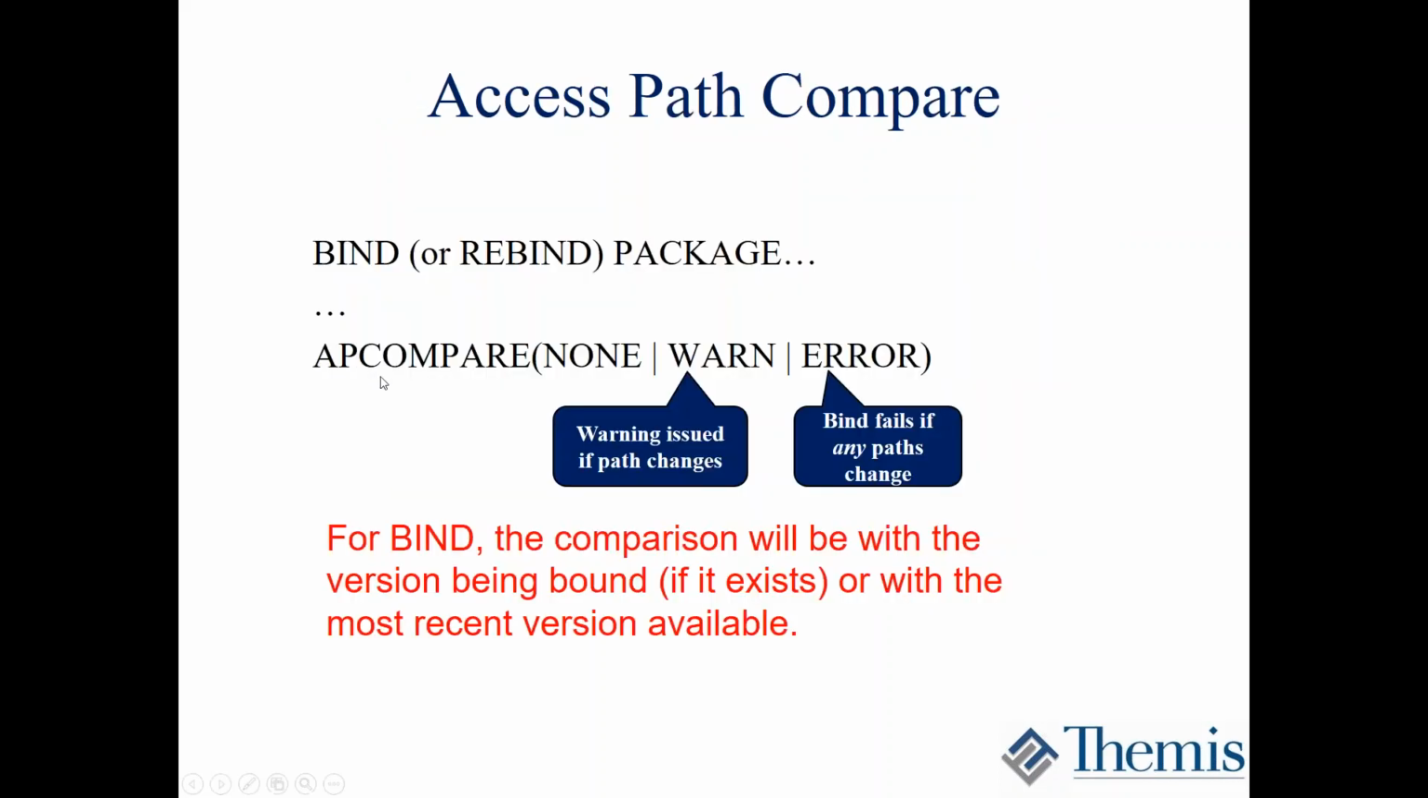I'm going back a slide here. Forgot to mention this, but for bind purposes, what are we comparing to? Because, well, with bind, we're actually producing a new version, usually, right? So what it's going to do is compare, well, if the version that you're binding is already out there, it'll compare to that. If you're producing a new version that's not already out there, it's going to compare to the most recent old version, right? The most recent version that's already out there. Okay.